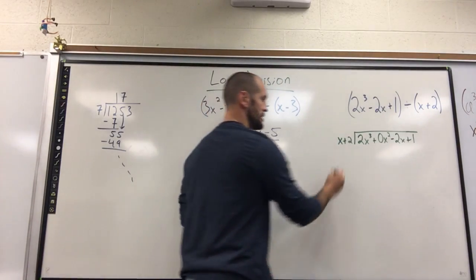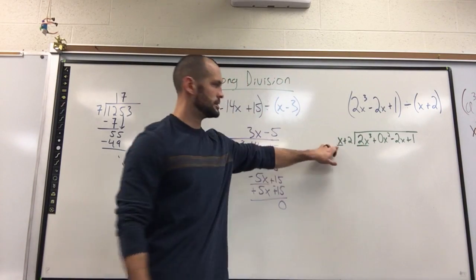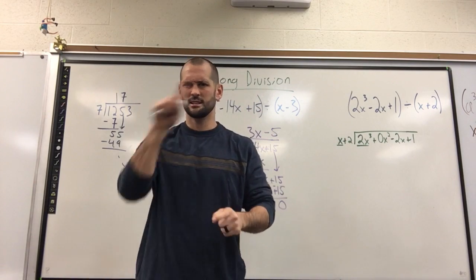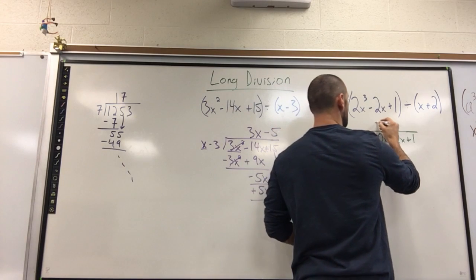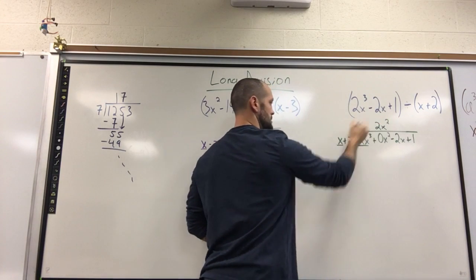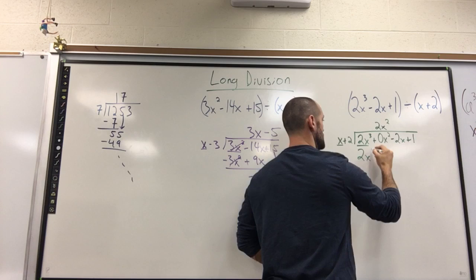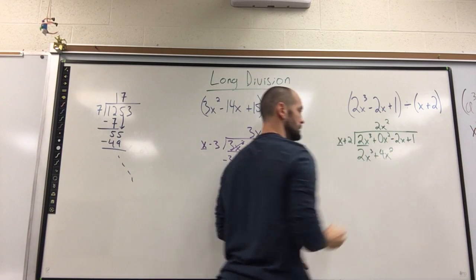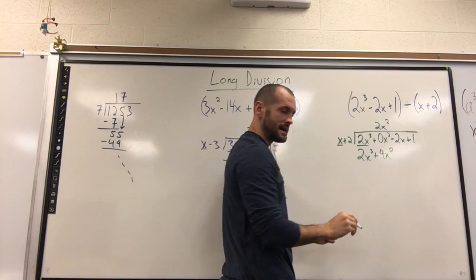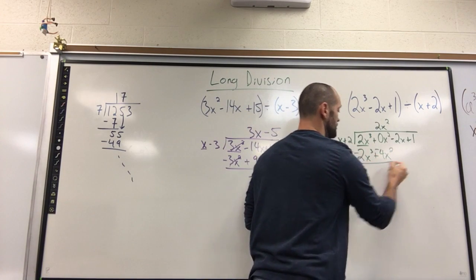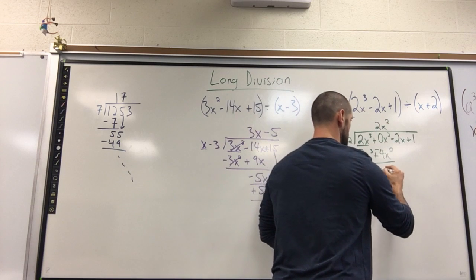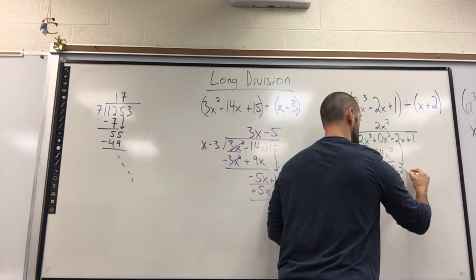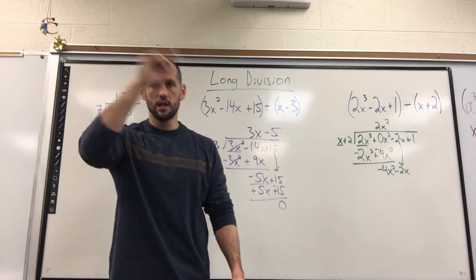Okay, we're going to use the exact same process. Front. What do you multiply x by to get 2x cubed? 2x squared. Round the outside, we get 2x cubed plus 4x squared. Change the sign. I'm making a big point of that because a lot of people forget to do it. You're left with negative 4x squared. Bring down the next term. Do it all over again.